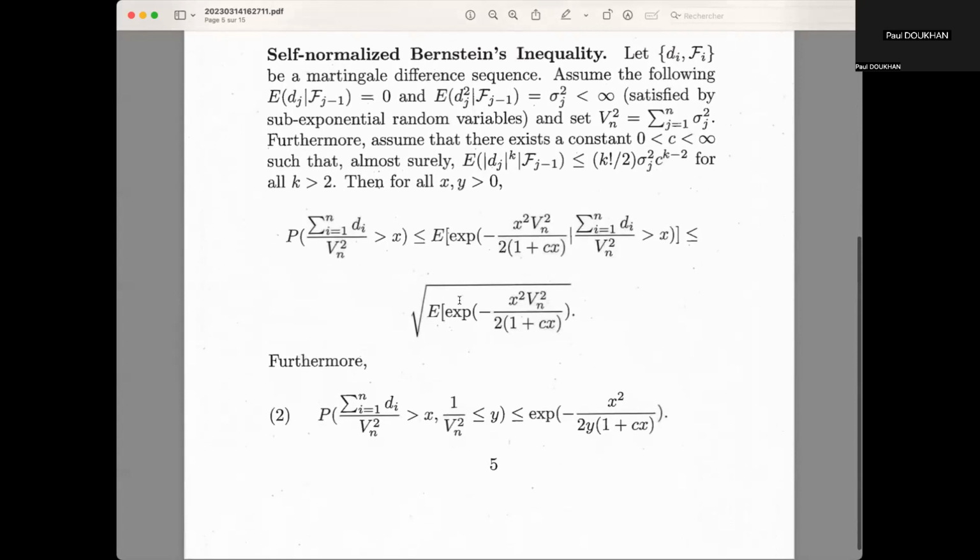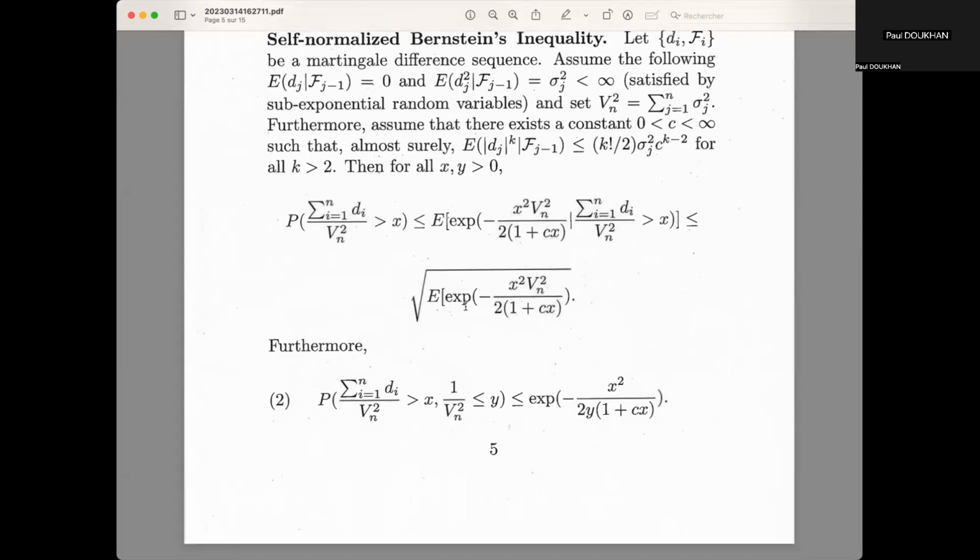So the probability of the sum of the martingale difference sequence over its conditional variance being bigger than x is bounded by the expected value of e to the minus x squared times the conditional variance over this, given that the sum of the d_i's over the conditional variance is bigger than x. So this is the beginning of something with a martingale, or a supermartingale or submartingale, okay? And most of the inequalities that depend on the moment generating function technique can be proved this way. You can find that in my paper.